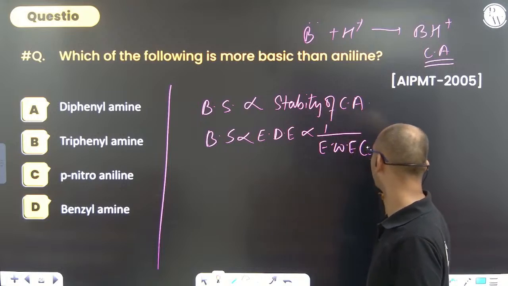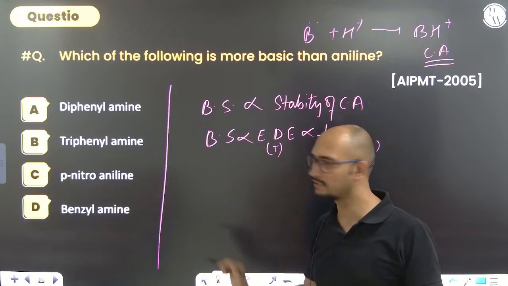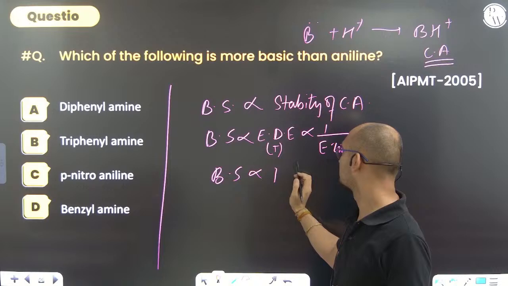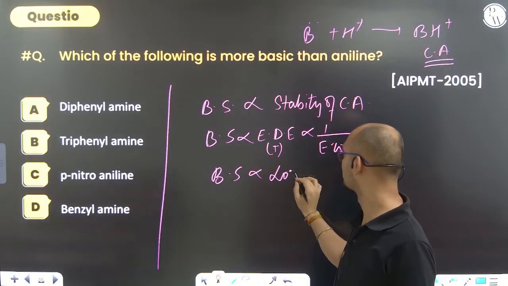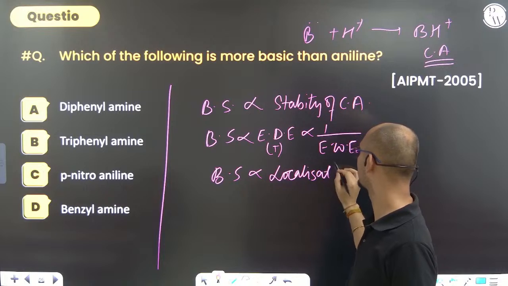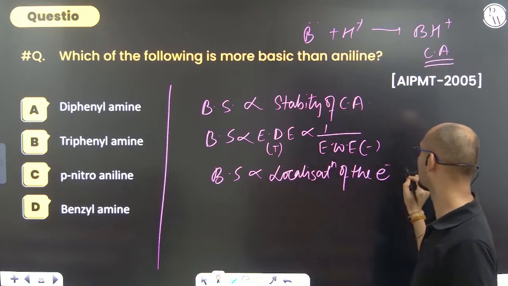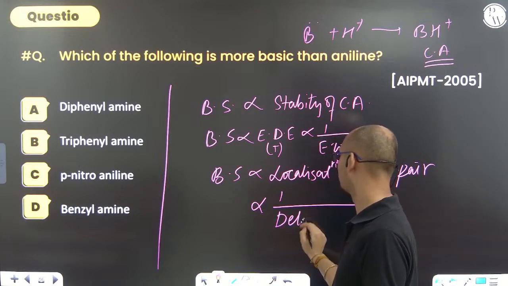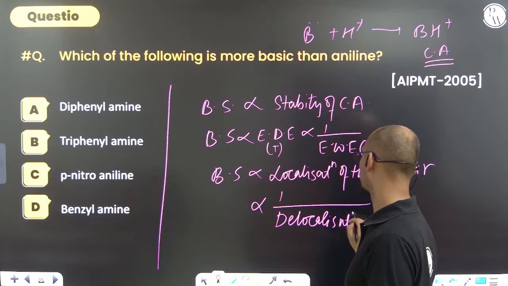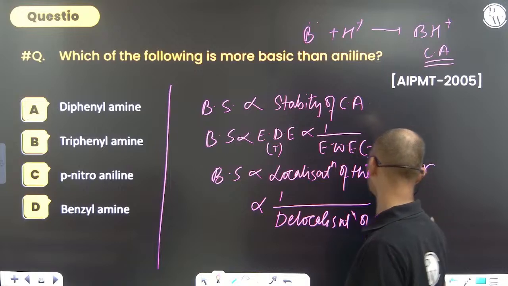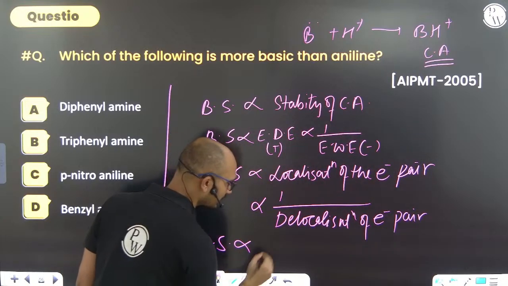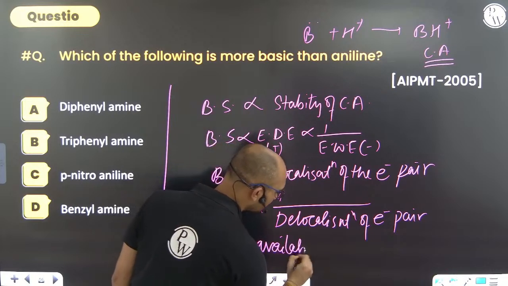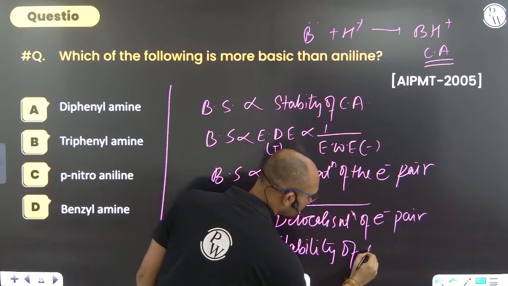Electron withdrawing effects are what? That is negative. Electron donating, that is positive. All these things. Basic strength, very important, is directly proportional to localization of the electron pair. That means the more localized it is, inversely proportional to delocalization of the electron pair. We can also say that basic strength is directly proportional to the availability of the lone pair. Availability of lone pair. Any doubt?